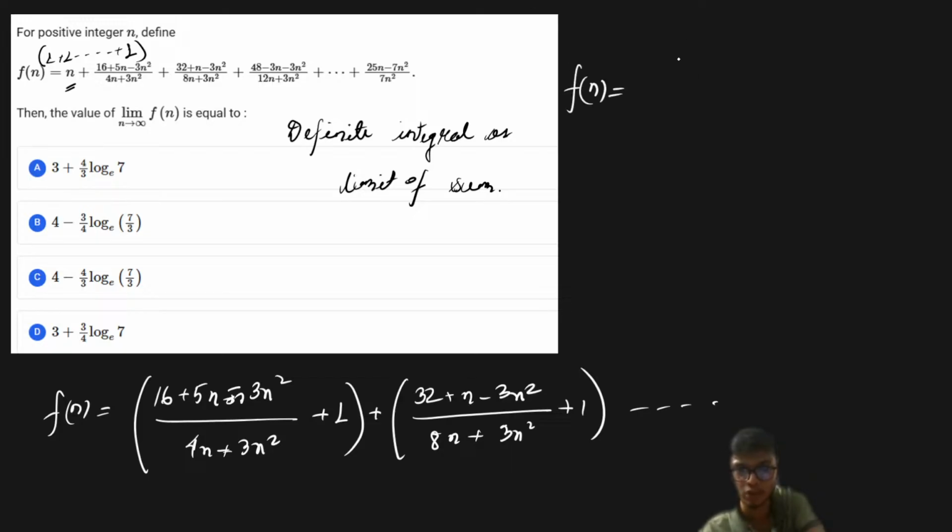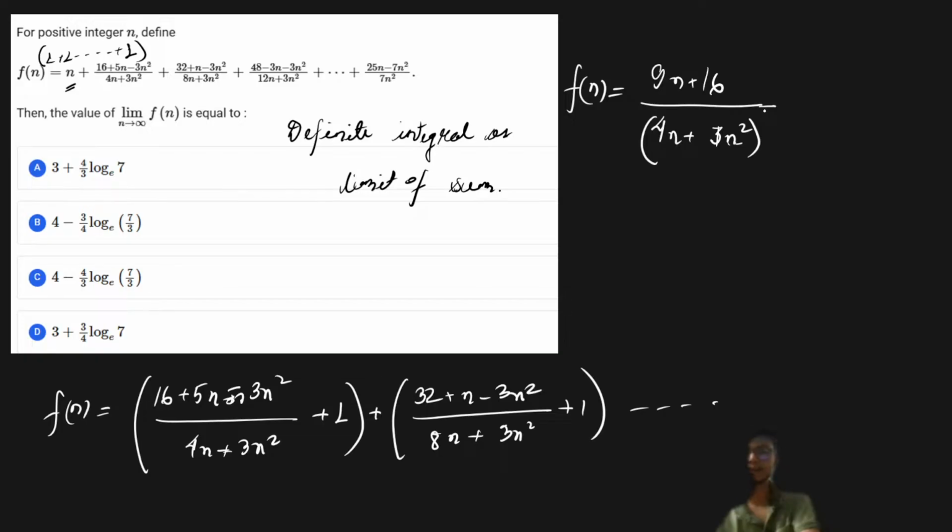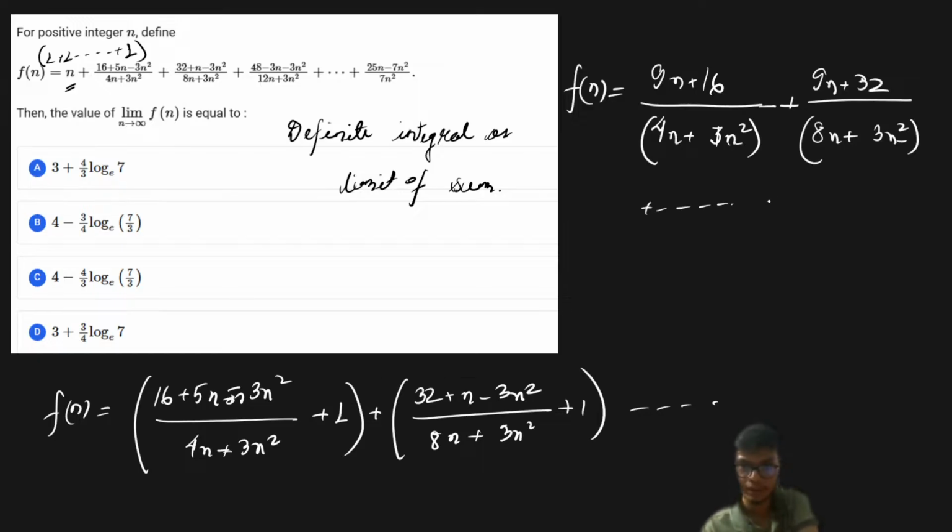Now the advantage over here is that we are able to simplify this part as follows. We can write these terms as 9n plus 16 whole divided by 4n plus 3n square. Similarly, the next term is going to come out as 9n plus 32 whole divided by 8n plus 3n square, and so on. And the last term is going to come out as 25n divided by 7n square.